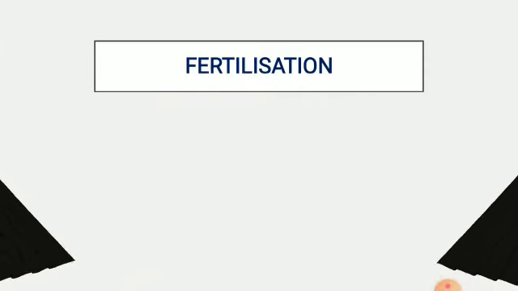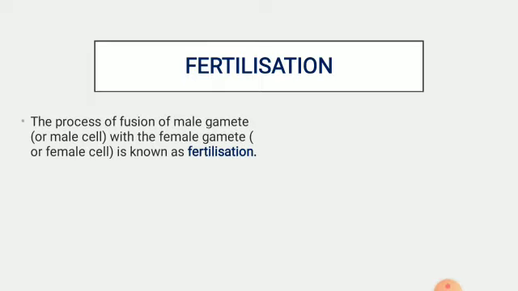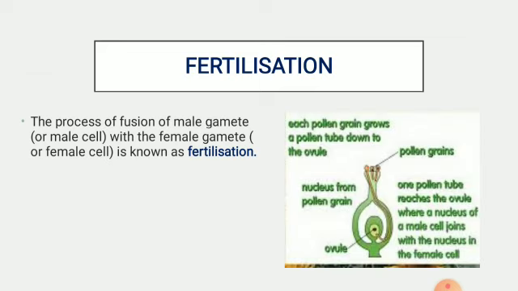The second step of reproduction is fertilization. The process of fusion of the male gamete with the female gamete is known as fertilization. The pollen grains are transferred by the agents of pollination to the stigma of the same or a different flower. The pollen grain develops a pollen tube that penetrates the stigma and runs down the style to reach the ovary. On reaching the ovary, the fusion of the male gamete with the female gamete takes place.